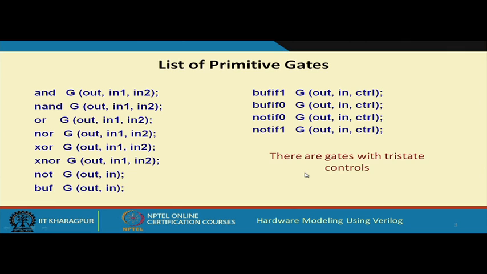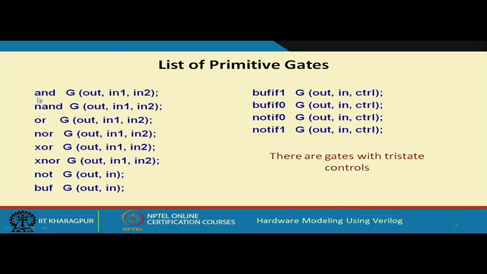Now, talking about the list of gates, this is the complete list. The basic gates are AND, NAND, OR, NOR, XOR, XNOR, NOT. There are buffers, and there are a couple of more NOT gates. So, I will explain this.